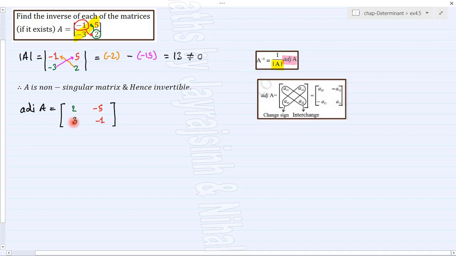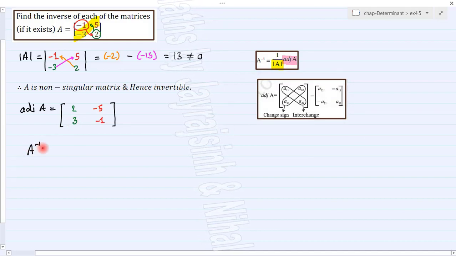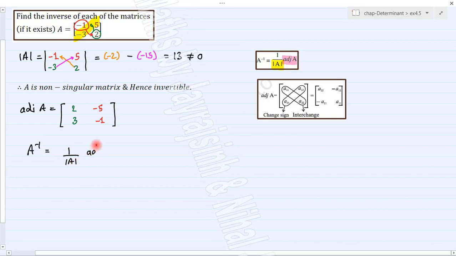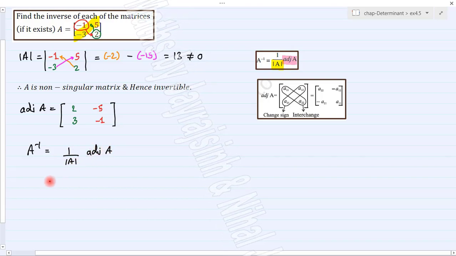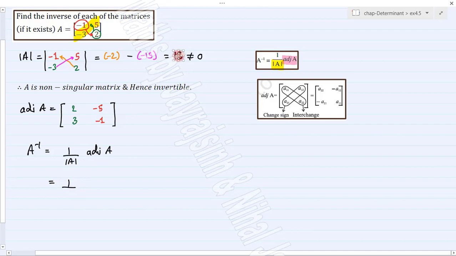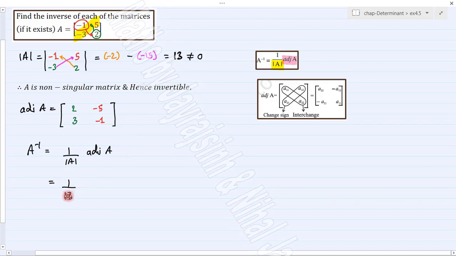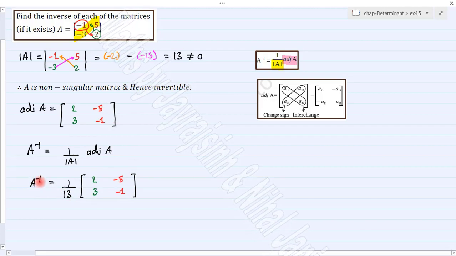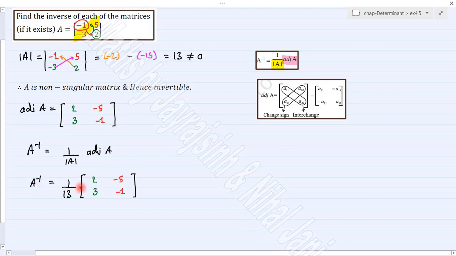So we get our adjoint as well as we are ready to find out A inverse, which is nothing but 1 upon determinant of A into adjoint of A. So let's get 1 upon determinant of A, which is 13, and adjoint of A. So here we get our inverse matrix. Ta-da!